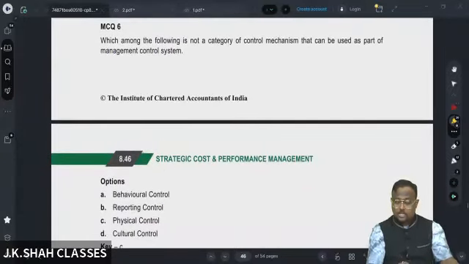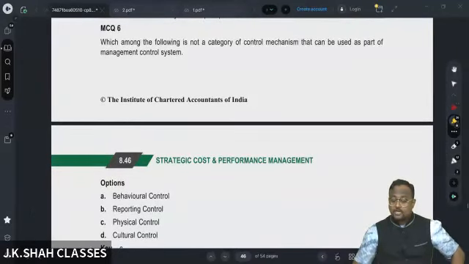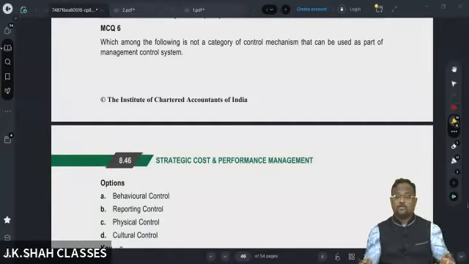MCQ number 6. Which among the following is not a category of control mechanism? Behavioral control, reporting control, physical control, cultural. Cultural can be there, reporting can also be there, behavioral can be there. The only thing which is not possible is physical control. How will you do physical control?